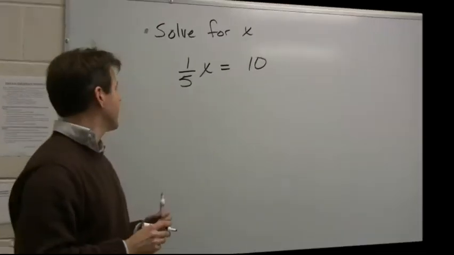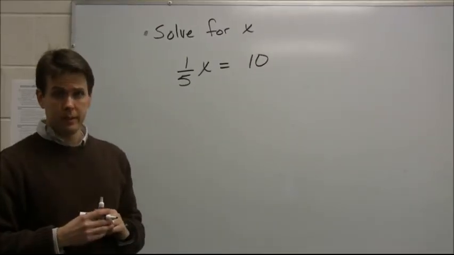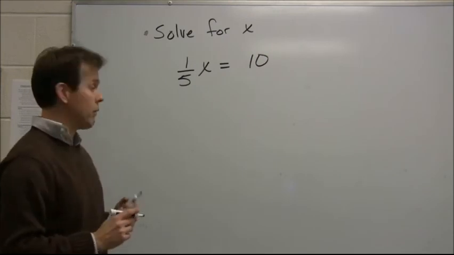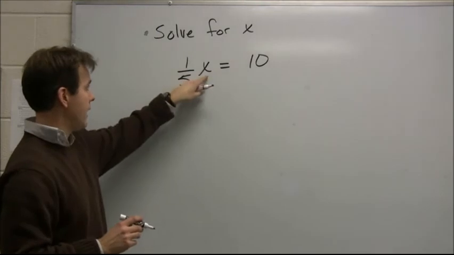Okay, solving for x, we have 1/5 x equals 10. This should look a little familiar to us. In an earlier problem, we had x over 5 equals 10. And I really want to show you that these are exactly the same problem. We have 1/5 x equals 10.